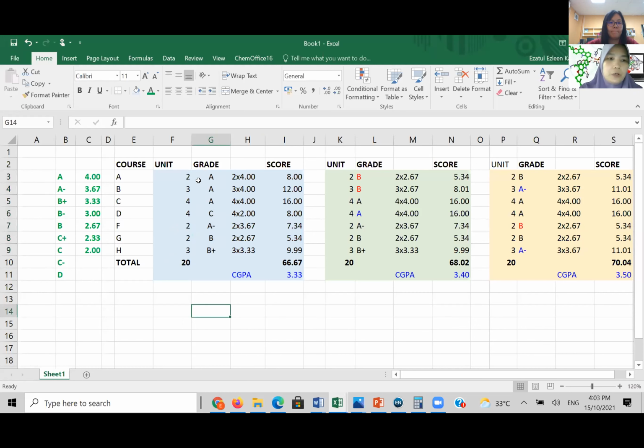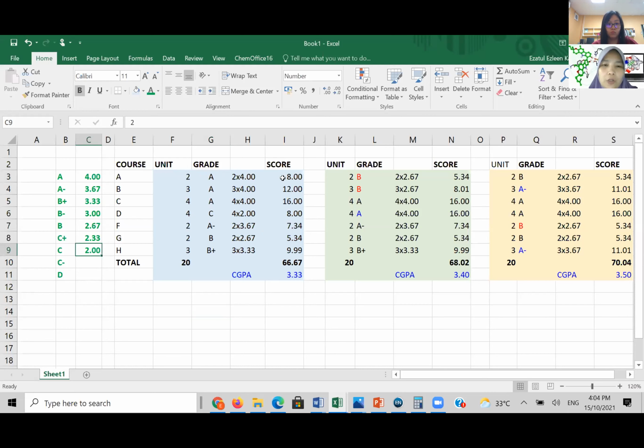Okay, your score A. For course B, also A, and for course D, you score C for 4 units here. So how to calculate the CGPA? We will calculate the unit and your score. Course A is 2 units, calculated with 4 marks here. The same goes here: course D, 4 units, we multiply by 2 because you got C here. So we calculate with 2.